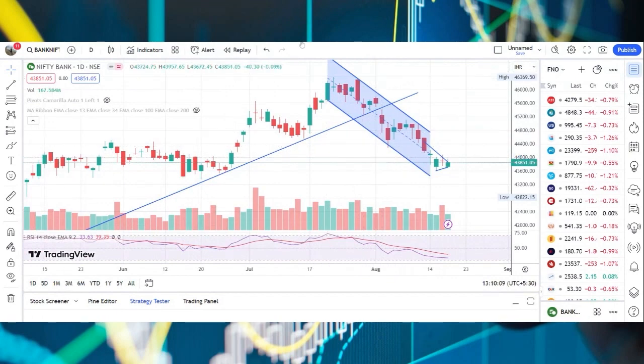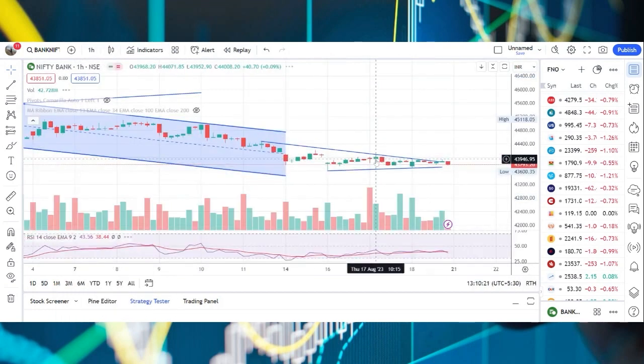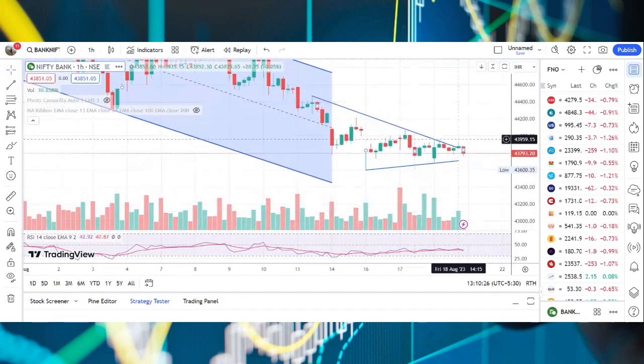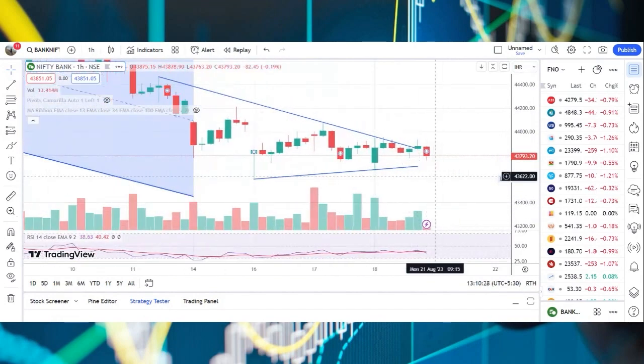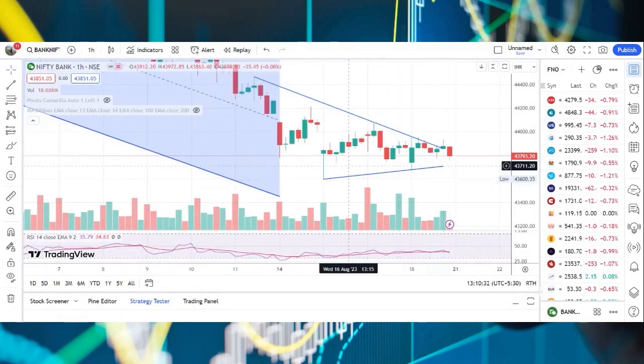Currently, Bank Nifty has been trading in a very narrow range in the last three trading sessions. You can clearly see. Now I'll show you the hourly chart of the Bank Nifty so that we will have a clear view of what could be the trend for the next week. Now this is the hourly chart. You can see on the hourly chart, Bank Nifty has been forming a triangular formation.